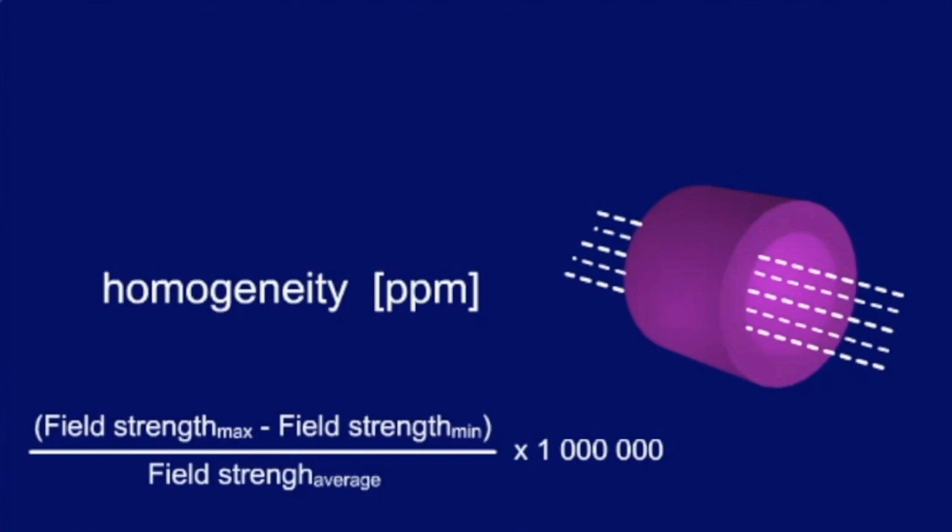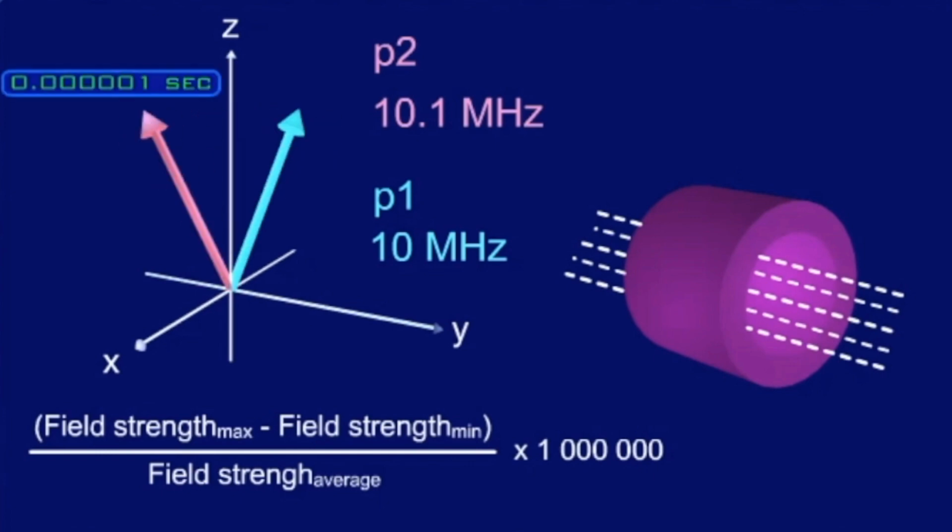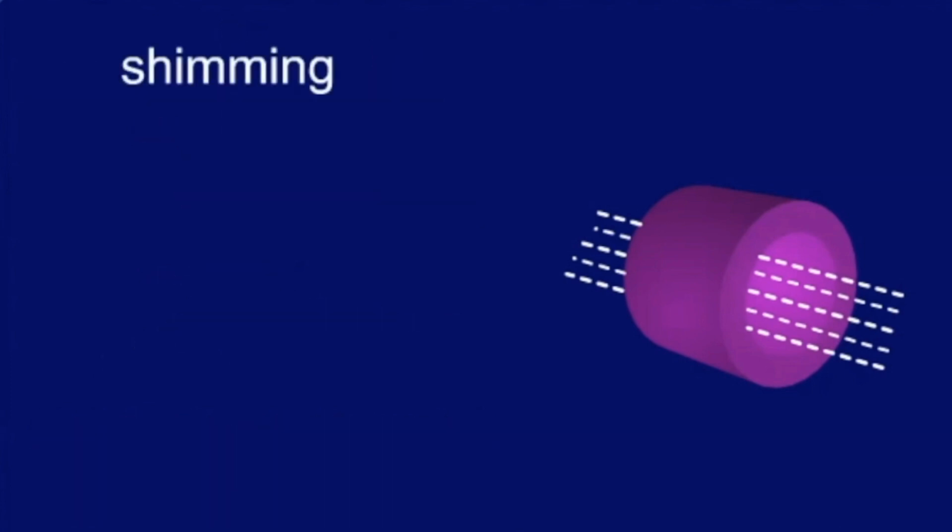How detrimental even rather small inhomogeneities, and thus differences in precession frequency, can be has already been illustrated in section 12. Homogeneity of the magnetic field can be improved by making some electrical or mechanical adjustments, a process called shimming.